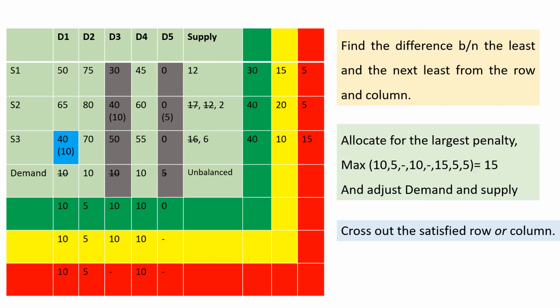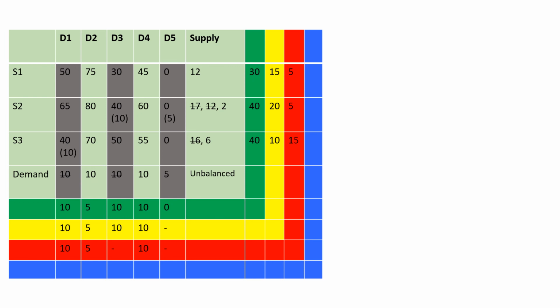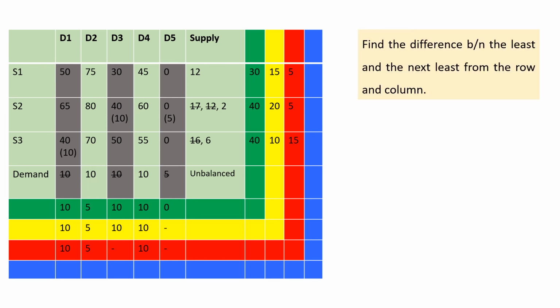As you see, the D1 row is already satisfied, so we cross out the D1 column, and the next task is that we remain with two columns, D2 and D4. So we just put their differences, because there are only two values. The smallest value is one and the next smallest is the other, so we put their differences on the blue. So 75 minus 45, we write here; 80 minus 60, 20; 70 minus 55, 15. The column difference is the same, by the way. So it looks like this.